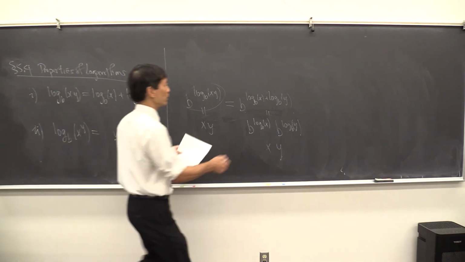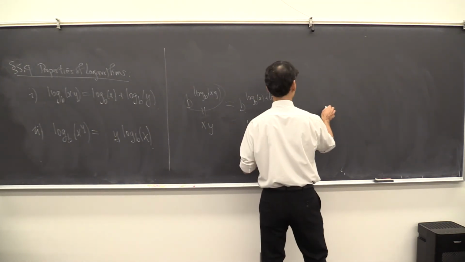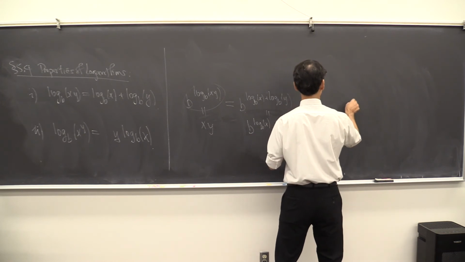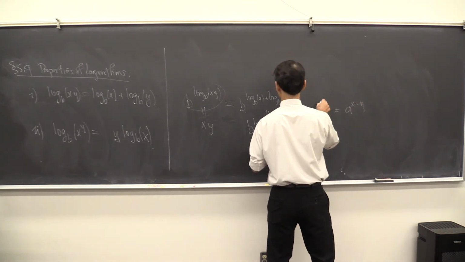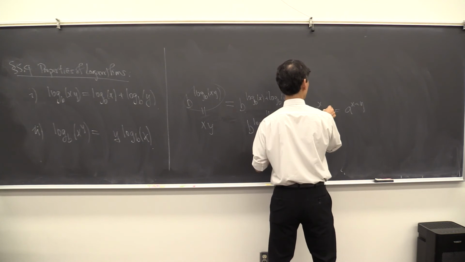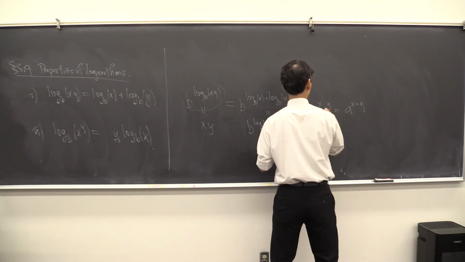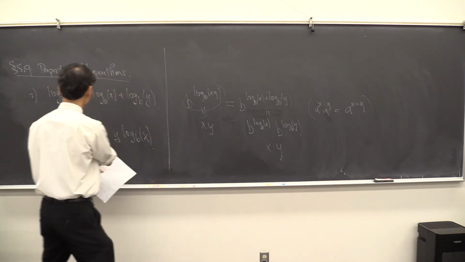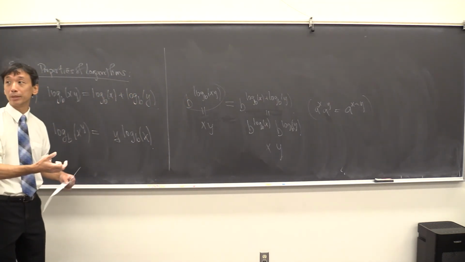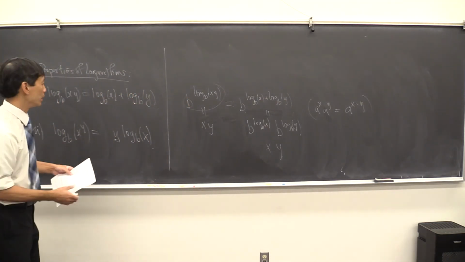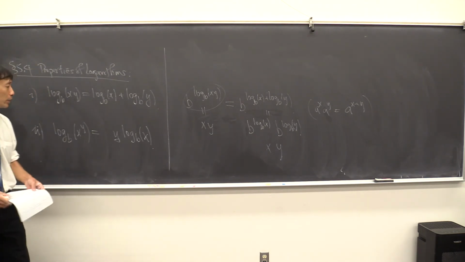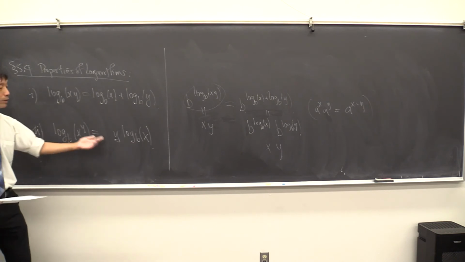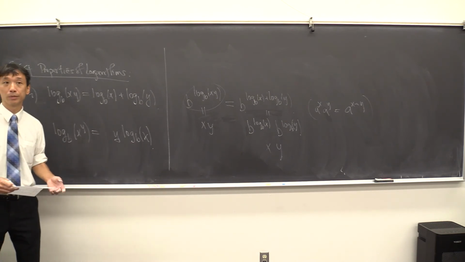So this is a consequence of the a to the x plus y equals a to the x times a to the y property. And similarly, this one is a consequence of the other property. I'll let you work that one out. But just exponentiate both sides, and you'll see that using the second property shows that this one is true.